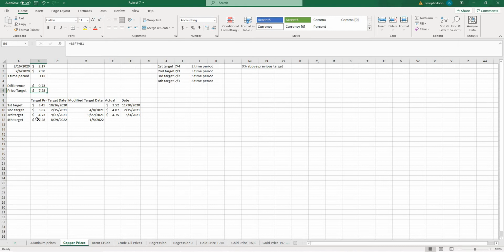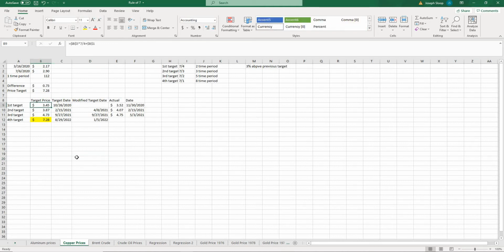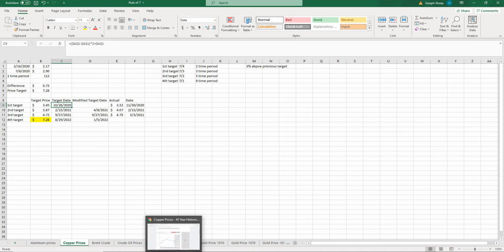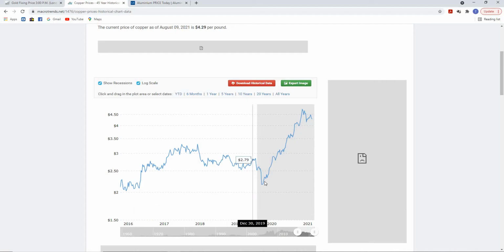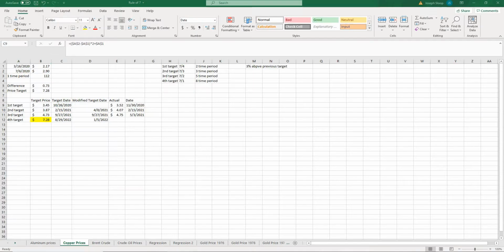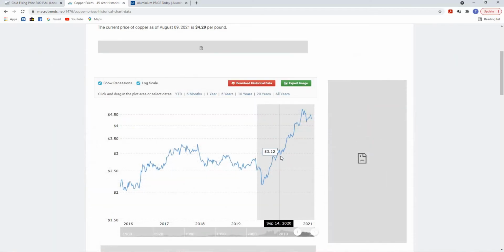So let's go into motion here and see where we are in this copper trend, okay? It tells us that the first target should be about $3.45, and it should be achieved about October 26th of 2020, okay? So when we look back at copper's price and go through the dates here, we should be looking for that $3.45. And sure enough, it was realized.